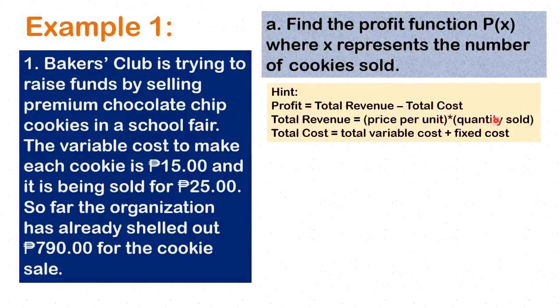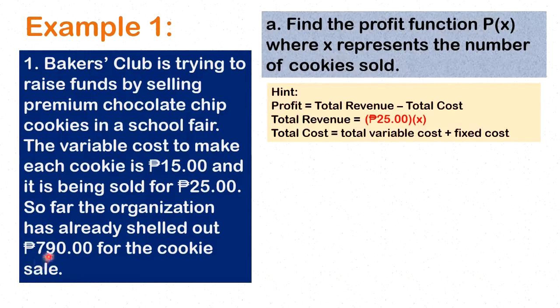Times, ilan bang cookies ang nabenta? We do not know yet. So, we let that be X. Ganon. Kapag hindi nyo pa alam, let that be any variable. So, in our example, X yon. So, we have like this, 25 pesos times X for the total revenue. Now, we get the total cost. Sabi dito sa total cost, the total variable cost plus the fixed cost.